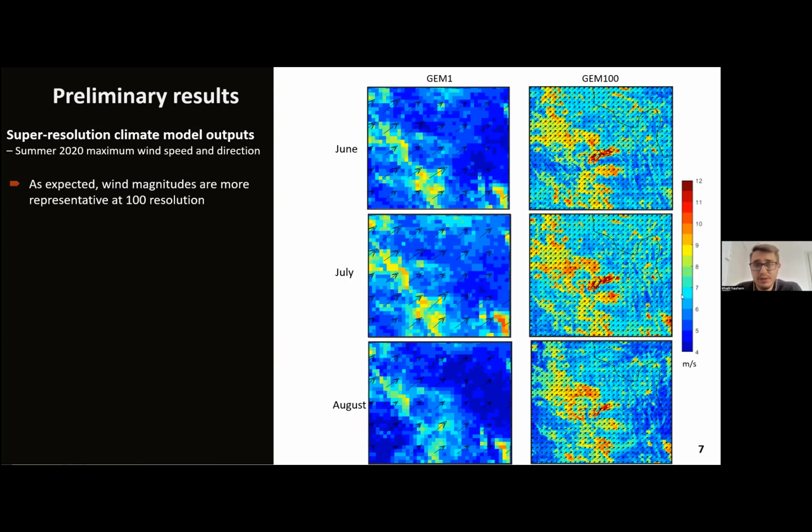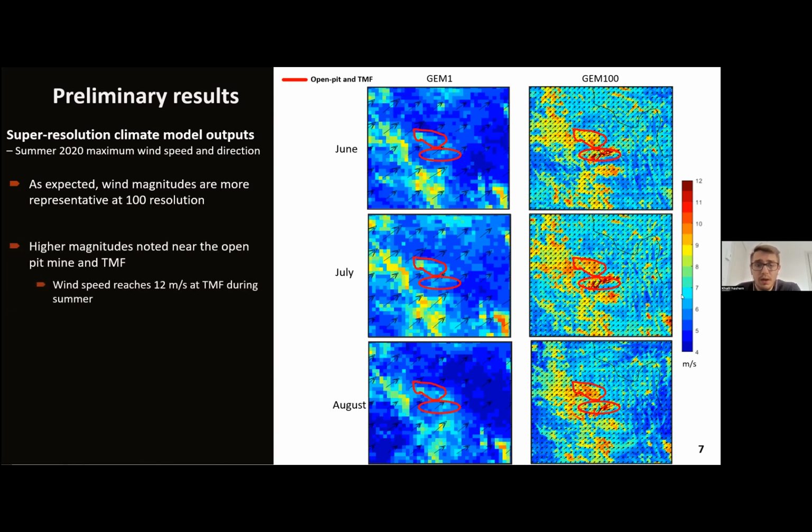Comparing the wind magnitudes for the summer period between GEM 100 and GEM 1, which is the model simulated at 1 kilometer resolution, we can see that the wind magnitudes are more representative at 100-meter resolution, resolving the mining area and the tailings management facility as marked in the figures. Also, it was noted that high wind magnitudes are present over the open pit and its tailings management facility, reaching more than 12 meters per second, which can have a great influence in causing erosion within the tailings management facility.